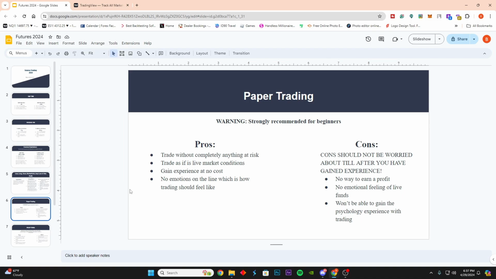But once you've been trading for a while and you're looking to possibly get live funds into it, you can't get the emotional feeling of live funds, which is something you have to eventually experience and overcome in order to be able to do this long term.